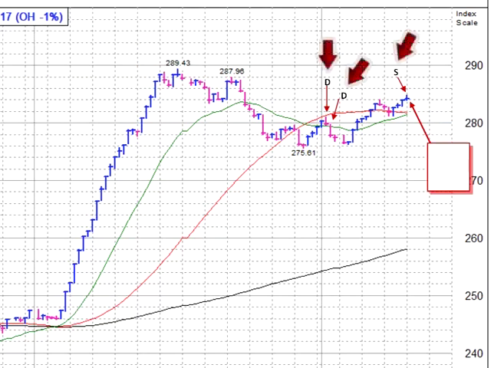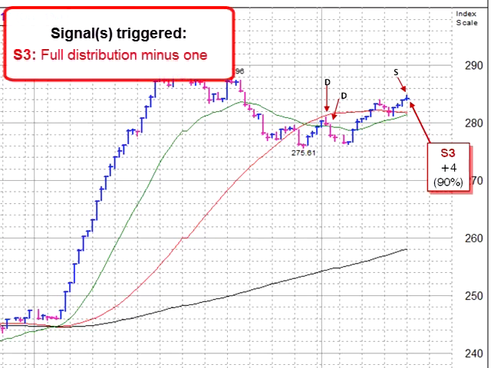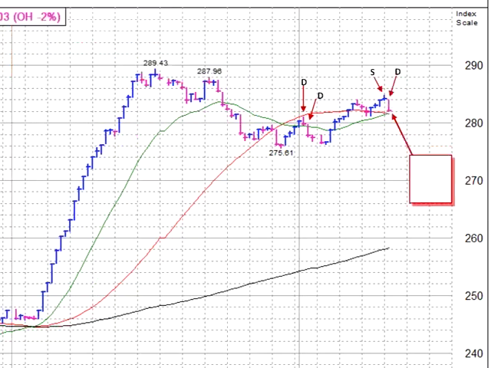So you've got 1 stall day and 2 regular distribution days. So that's going to be what? An S3, right? Full distribution -1. So we're going to back away a little bit, just a little bit. We go from 100% to 90%.